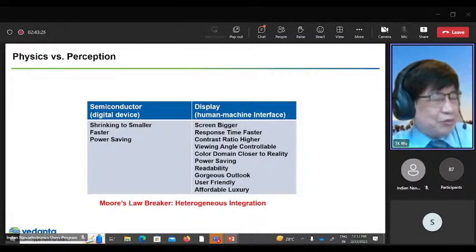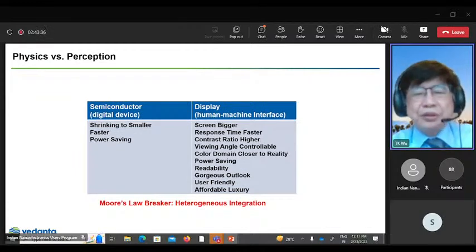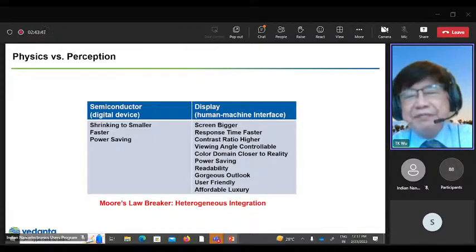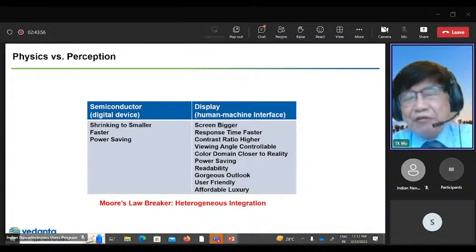So the screen size, response time, contrast ratio, and the viewing angle, etc. And also affordable luxury should be very important as a display requirement. Since a display is integrated from six independent units, like I mentioned in the previous slide, display performance can be improved by six degrees of freedom.